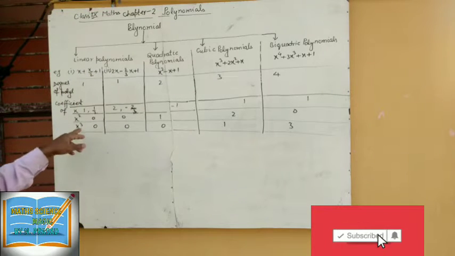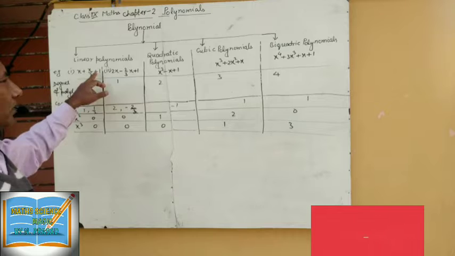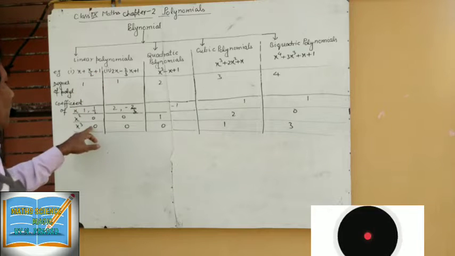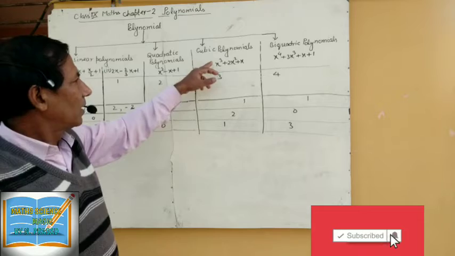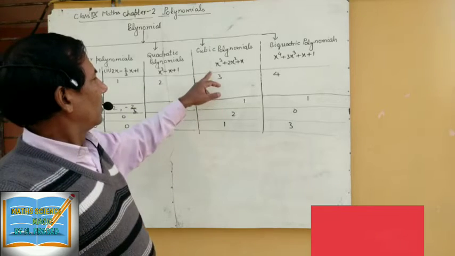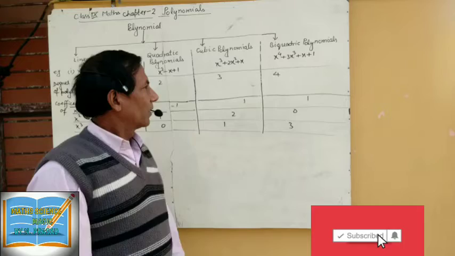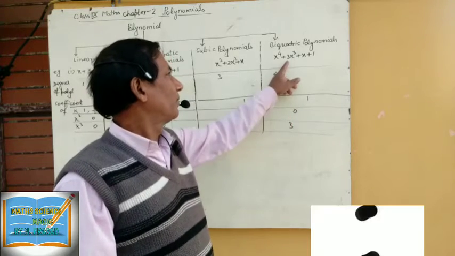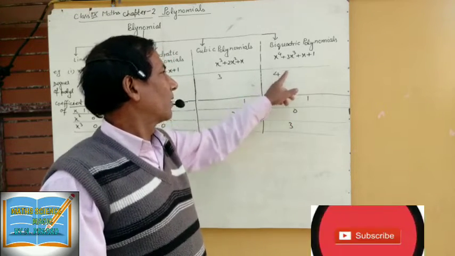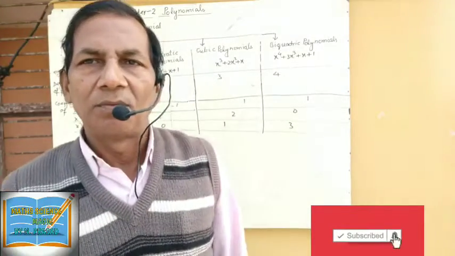And for the coefficient of x cube, here no x cube, that's why 0 coefficient of x cube, here also 0, here also 0. But here x cube is available and 1 is multiplied by x cube, that's why 1 is the coefficient of x cube. As well as this x cube has a product 3, 3 is multiplied by x cube, that's why 3 is the coefficient of this x cube.